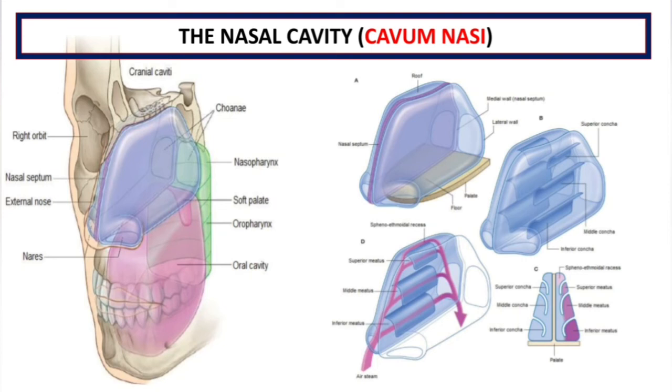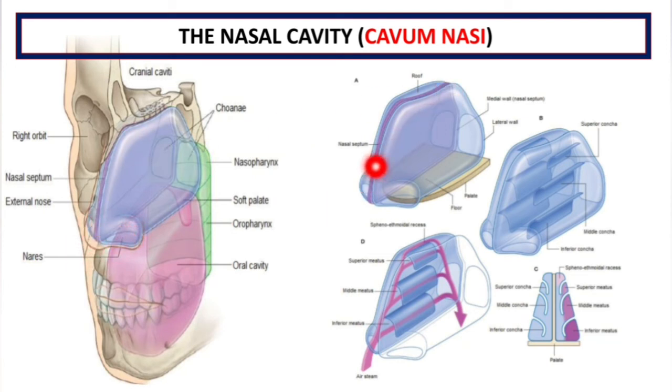So this is the nasal cavity, guys. What you are seeing here is the nasal cavity, and below it you can see the oral cavity, and on the back you can see the pharynx. The pharynx has two parts, the oropharynx here corresponding to the oral cavity and the nasopharynx corresponding to the nasal cavity. All right, so you can see the choanae, these two openings, communication between the nasopharynx and the nasal cavity. And anteriorly you can see the nares, right?